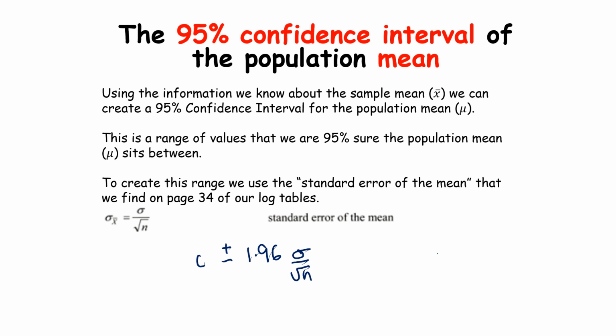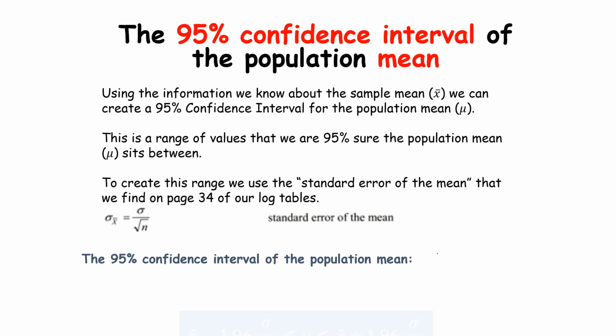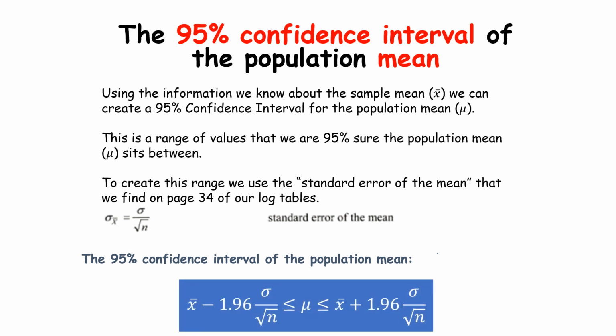Now, I'm going to rub this out, because that is going to give us a plus minus, but I'm going to give you something a bit more eloquent, and it's going to look like this. So it's x bar minus 1.96 sigma over root n is less than or equal to mu is less than or equal to x bar plus 1.96 sigma over root n.